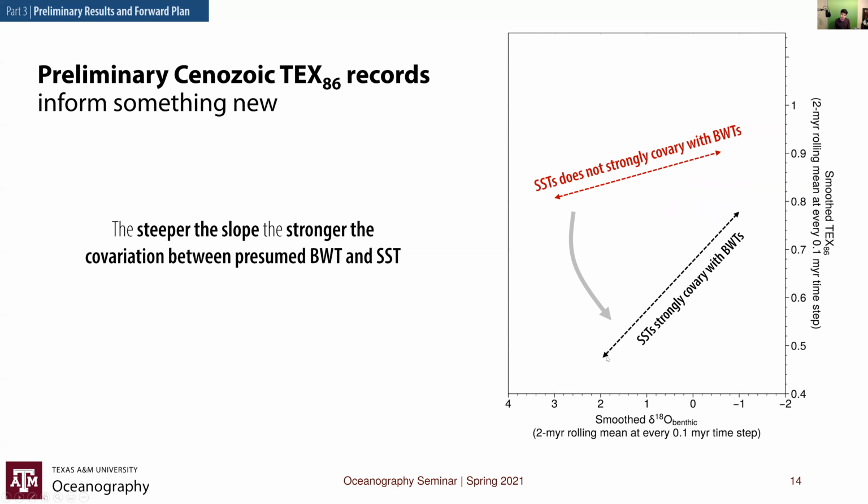And if you see a steeper slope from the plot, it means that what changes at the surface co-varies with what changes at the bottom oceans. But if you see a flatter curve, a flatter relationship, it means that what changes in the bottom ocean is not really corresponding with what changes at the surface ocean.